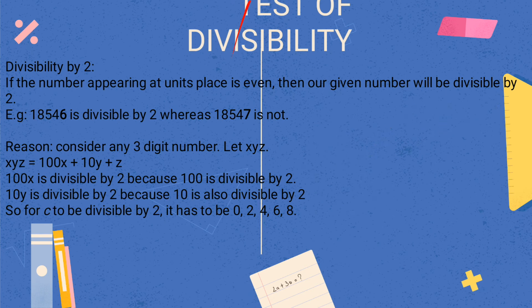In the same way, 10y will also be divisible by 2. Why? Because we can write 10y as 2 into 5y, where 2 is a factor, so this term is divisible by 2. That's why this whole term is divisible by 2. So for the number to be divisible by 2, the last digit z must take a value from 0, 2, 4, 6 or 8.